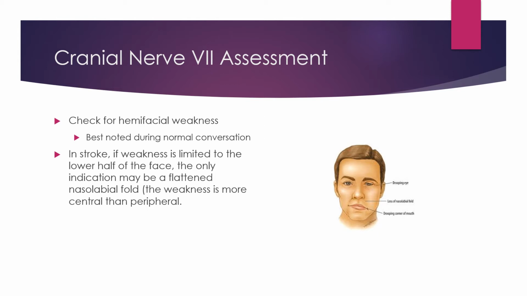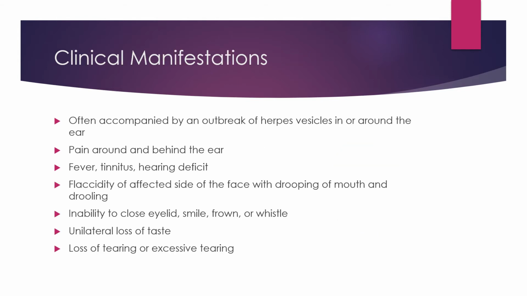So sometimes the only indication is going to be this flattened nasolabial fold. Right under the tip of the nose there, that little indent, that might be the only thing that we see in stroke. We would see that by having them take a big smile, show us your teeth, and then we're looking for the flattening above the lip, in between the lip and the tip of the nose. Okay, going back to Bell's palsy.